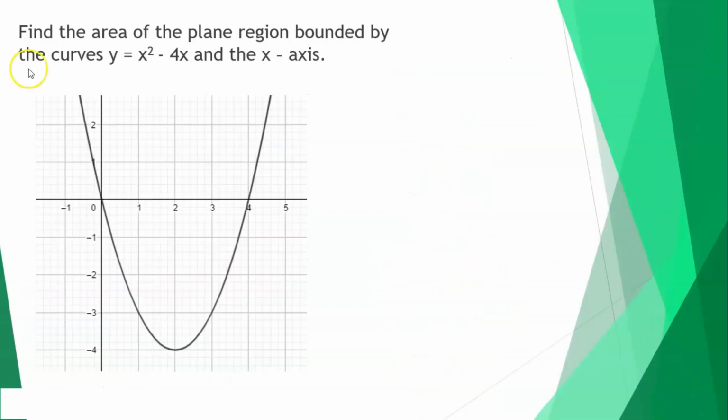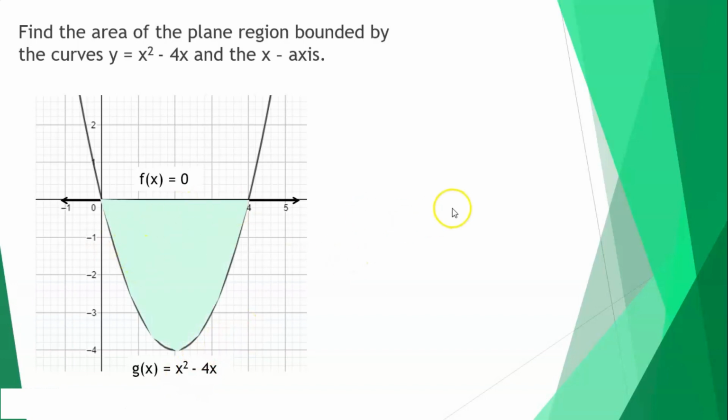Okay, another example. Find the area of the plane region bounded by the curves y is equal to x squared minus 4x and the x-axis. So take note, this is the graph for x squared minus 4x. This is the graph of the x-axis. So take note, our upper limit is 0, or our upper curve is 0. Our lower curve is x squared minus 4x. So what's the area of this region?